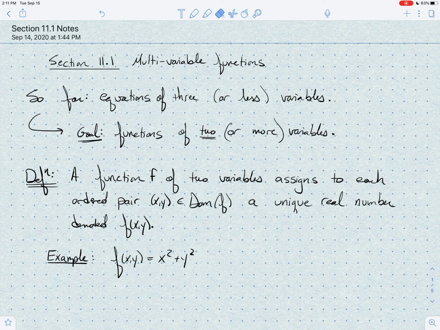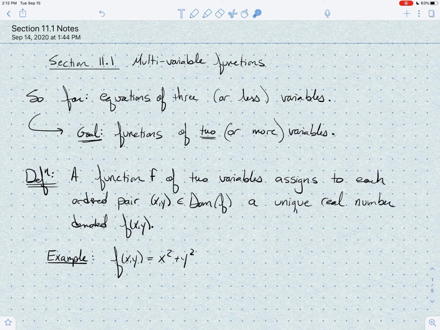All right, well, welcome to Chapter 11. We're going to be talking a lot about multivariable functions. So far in Chapter 10, we've talked about equations of three or less variables and what their graphs look like, and our equations of three or less variables give rise to surfaces in three space. We're thinking in three space.